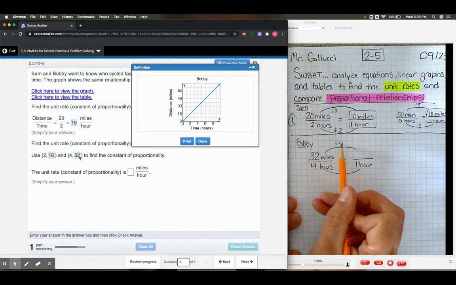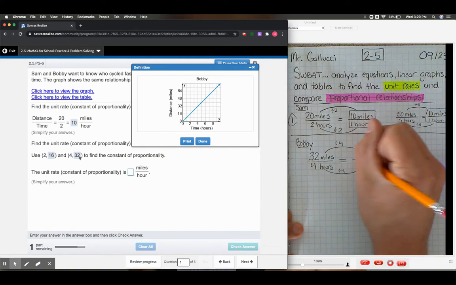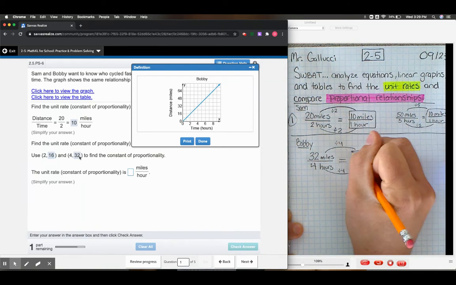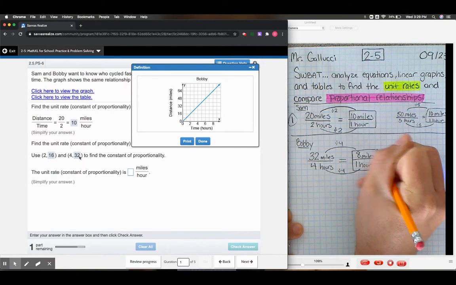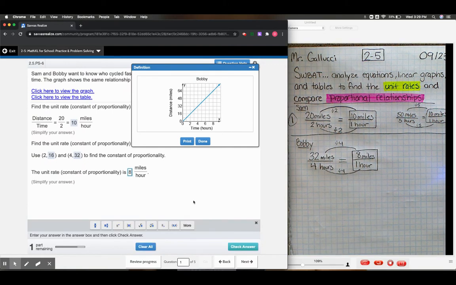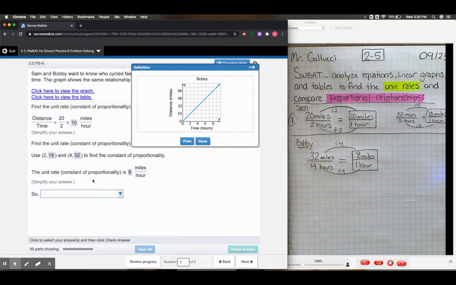32 divided by 4. Please feel free to use a calculator if you're having trouble with your multiplication facts, your division facts. I'm not testing you on that. I'm testing you on 8th grade stuff. So use your tools wisely. So 32 divided by 4 is 8 miles. 8 miles per hour for Bobby. Let's fill that in. 8 miles per hour. We check it. We did good.